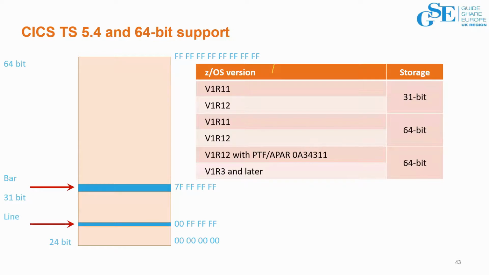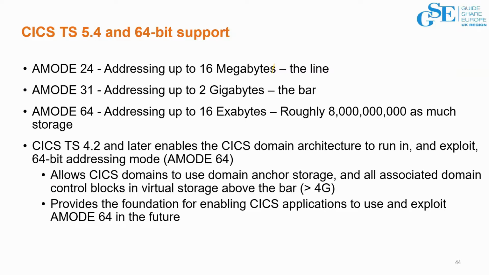But over time, I expect to see more and more things go above the bar, and therefore, obviously, we're going to see more stuff there. So a little bit of a note as to how much storage you have. Remember, we had 16 megabytes below the line. Then we had up to 2 gigabytes above the line. And if you go into the 64-bit range, we have 16 exabytes of storage, roughly 8 billion times as much storage as we had before. So I hope we're not going to run out this time, but who knows? You know, bad coding design, you never know.